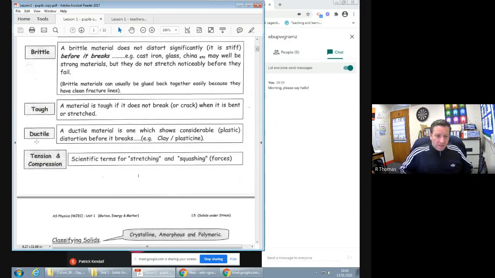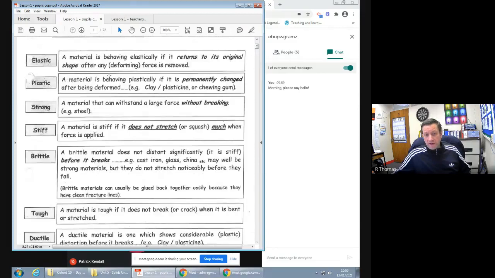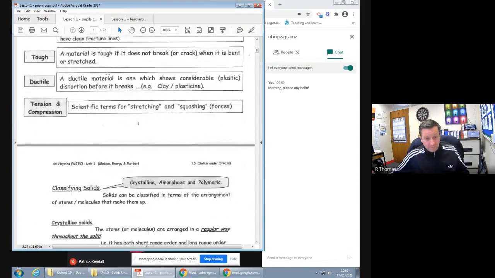Ductile is a word that may be new to you. If something is ductile, it can be stretched out into another form. We'll talk about that more in a bit. And then these words, tension and compression, are the physics terms for stretching and squashing. When you stretch something, you are applying a tension to it. And when you squash something, you are applying a compression force to it, right? So you'll need to be au fait with that vocabulary.